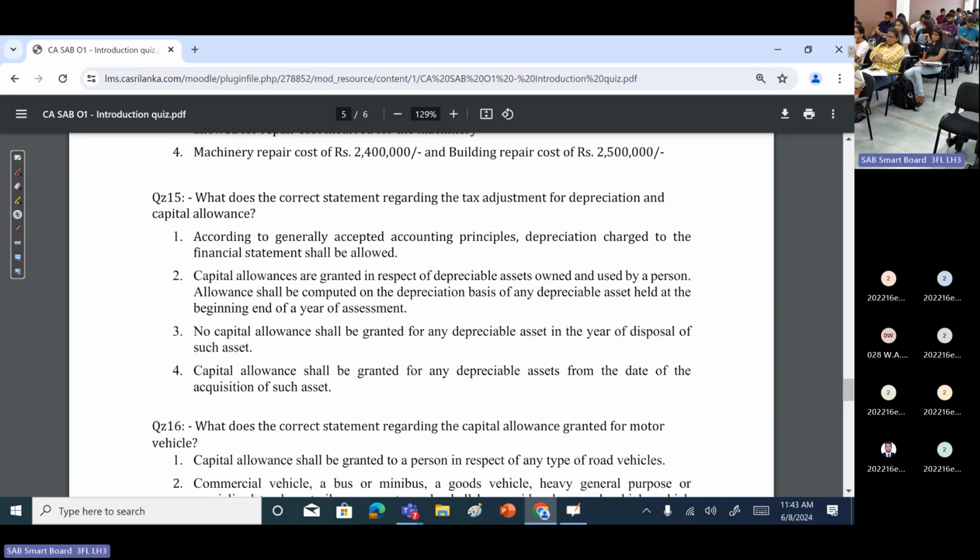Capital allowances shall be granted for any depreciable asset from the date of the acquisition of such asset. No, it shall be all the capital allowances is worked out on balance till the end of the year of assessment, not the beginning of the year of assessment. Why says it should be there at the end of the year. So therefore, this is correct. This should be a beginning of the year of assessment. Right?